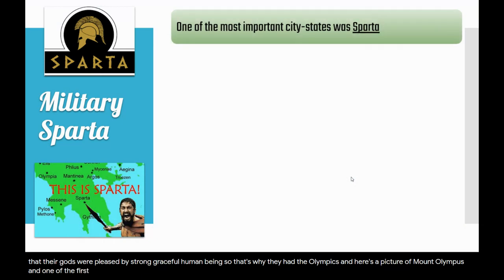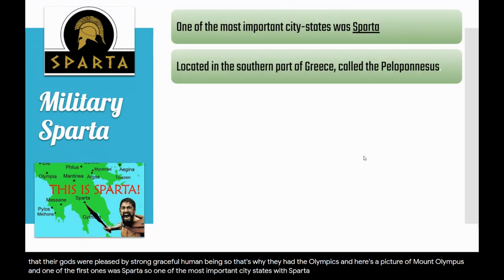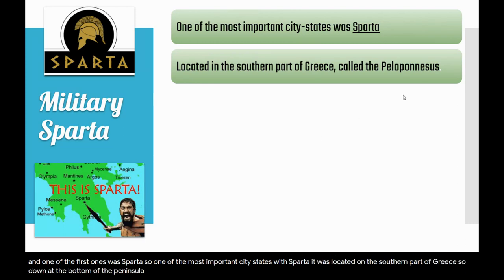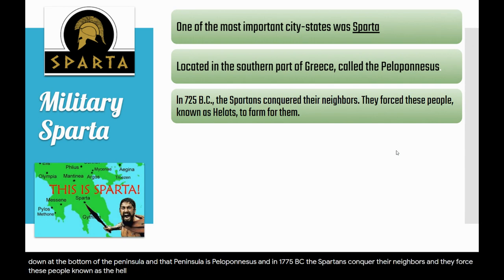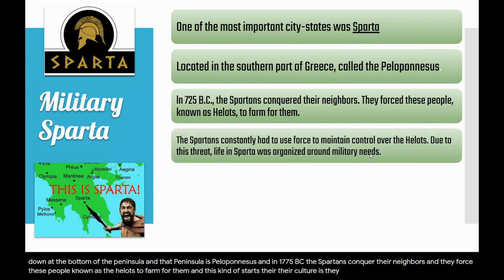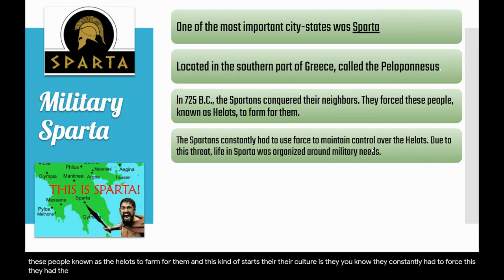And one of the first ones was Sparta. One of the most important city-states was Sparta. It was located on the southern part of Greece, so down at the bottom of the peninsula. And that peninsula is the Peloponnesian. In 725 BC, the Spartans conquered their neighbors, and they forced these people known as the Helots to farm for them. And this kind of starts their culture. They constantly had to use force to maintain control of the Helots, so they became a very, very militaristic culture.